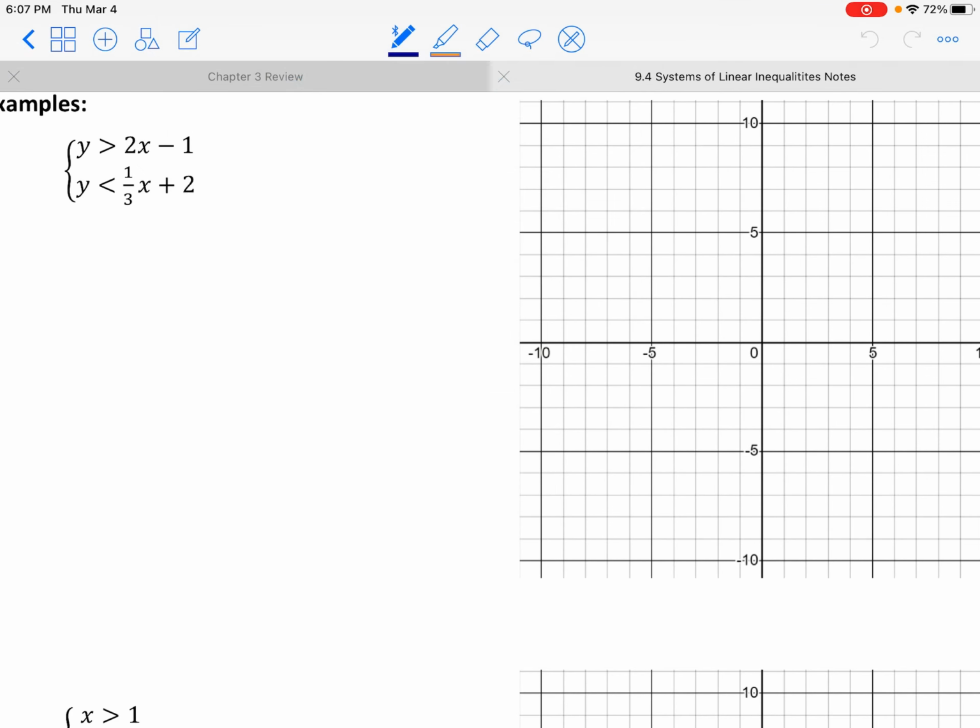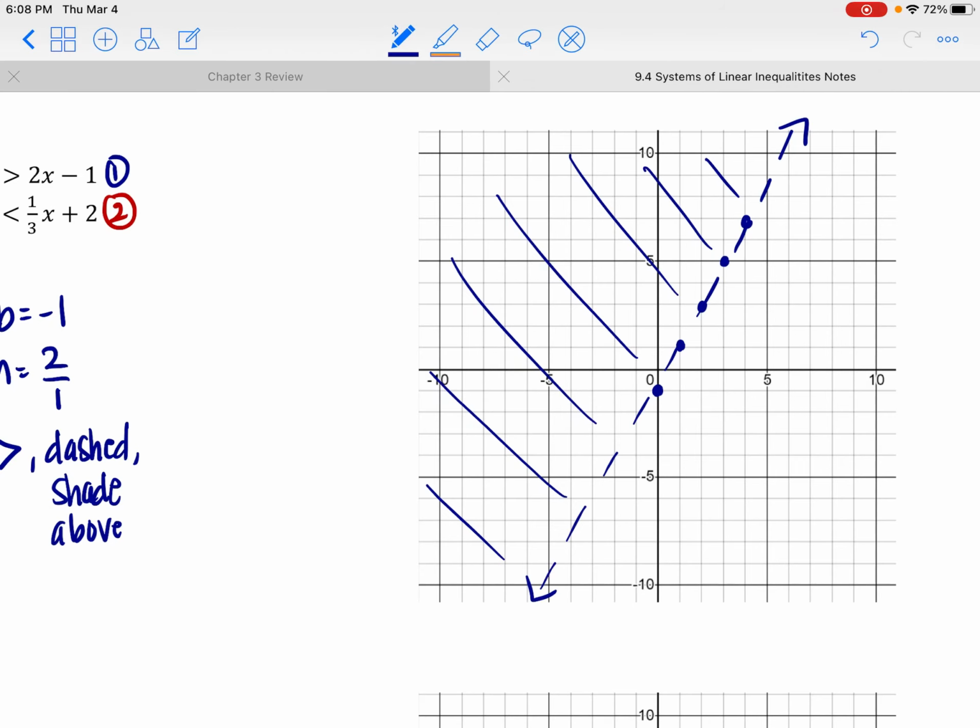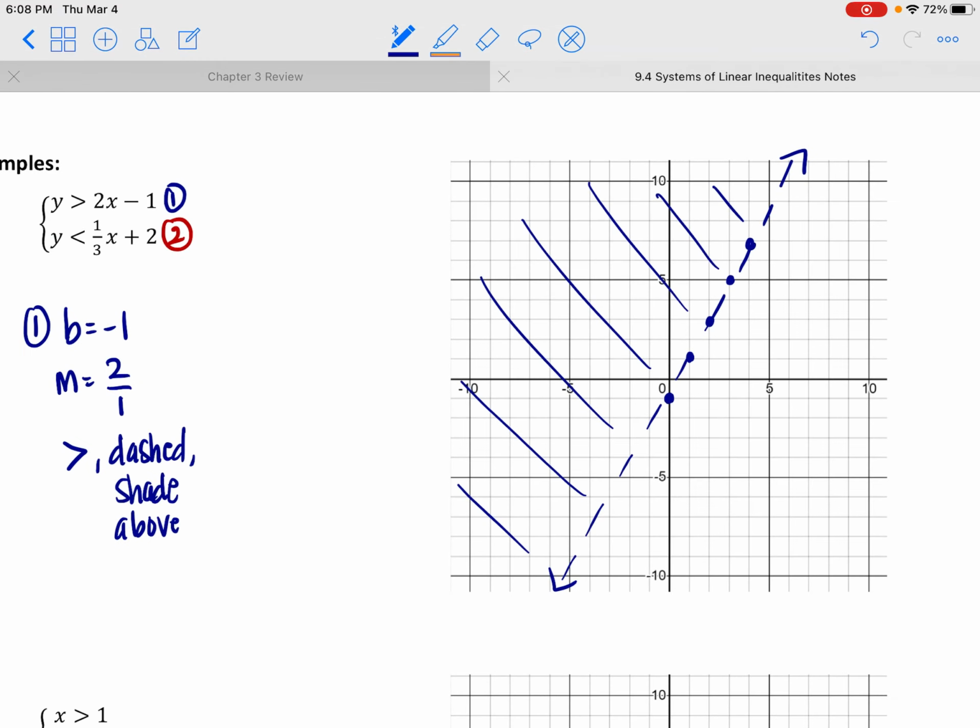Okay, so starting at -1, slope of 2, up 2, right 1, I can make another point and infinitely many points if I want. And now I'm going to connect these with a dashed line. I'm going to make a dashed line because this time the points on that line are not part of the solution region, and that one's greater than, so I'm going to shade above that line. So all these points up here are solutions to that first inequality.